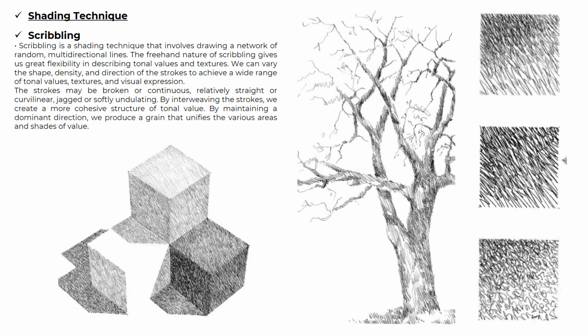We have another shading technique, which is scribbling. So scribbling is a shading technique that involves drawing a network of random multi-directional lines. In scribbling, sinabi niya doon multi-directional lines. So hindi lang siya nagva-vary into, or hindi lang siya nakafocus on just one direction. So it's a variation. It's either curls, it's either zigzag, that's your scribbles.